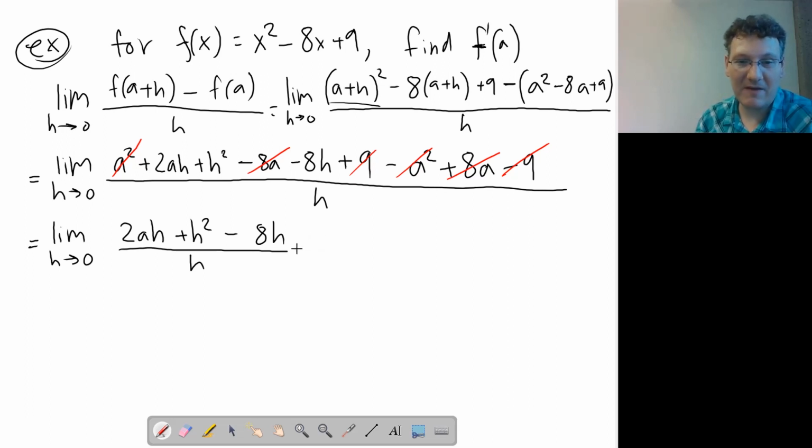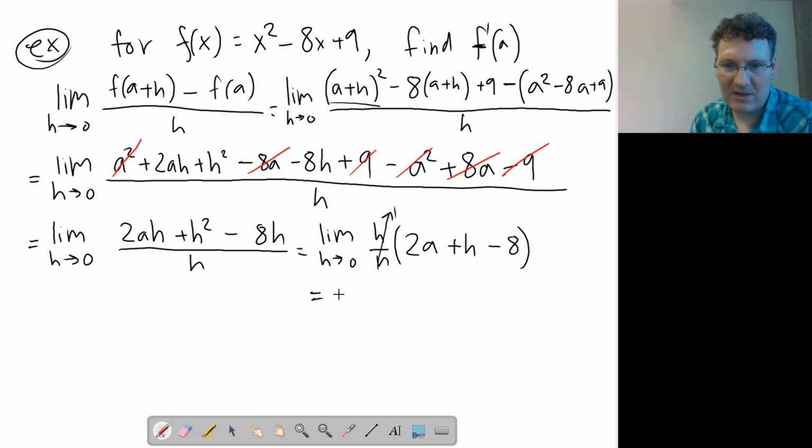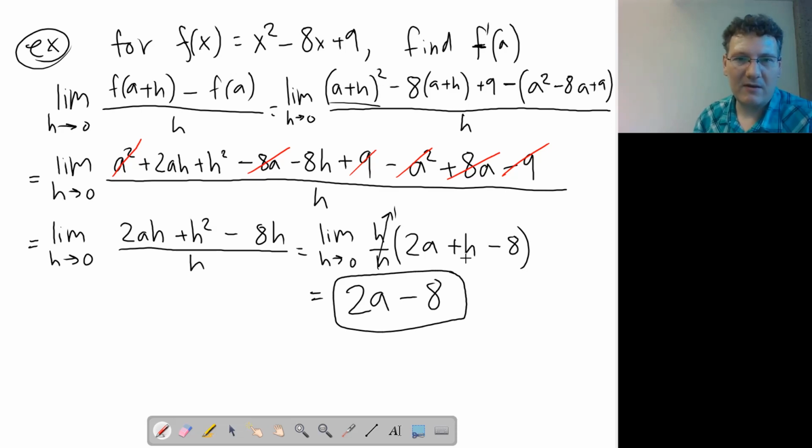And we do have an h as a common factor everywhere, so if I factor out the h, we'll have h over h of what's left over. We've got 2a plus h minus 8. H over h is 1. And so the limit, when h goes to 0, we're just going to get 2a minus 8. That is the derivative of this function at a. For any constant a that you would want, we've found the general form for this derivative. That's nice.